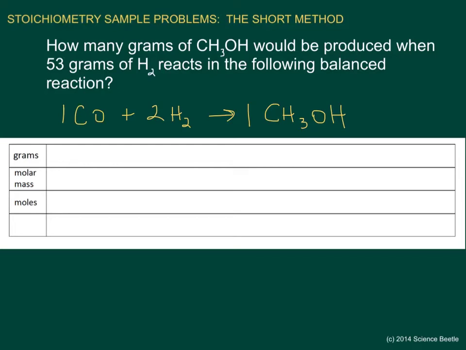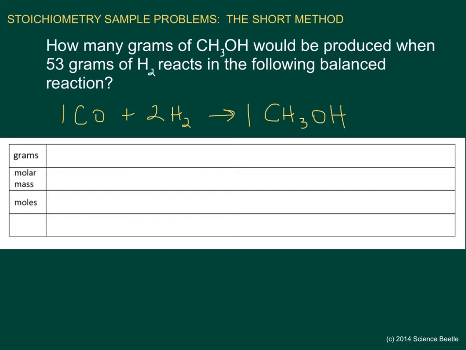Notice here at the very top, above the table, you see the balanced reaction. We know that 1 mole of carbon monoxide reacts with 2 moles of hydrogen gas to form 1 mole of CH3OH. Now let's look at the problem and identify all the areas that tell us information that we can apply into the table and then begin to solve this problem.